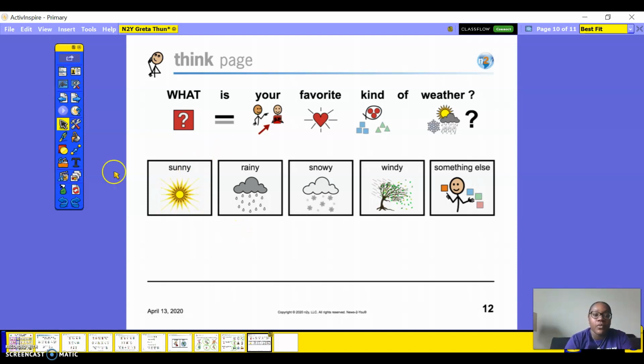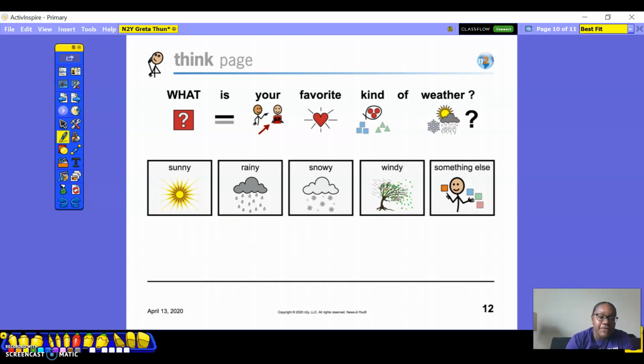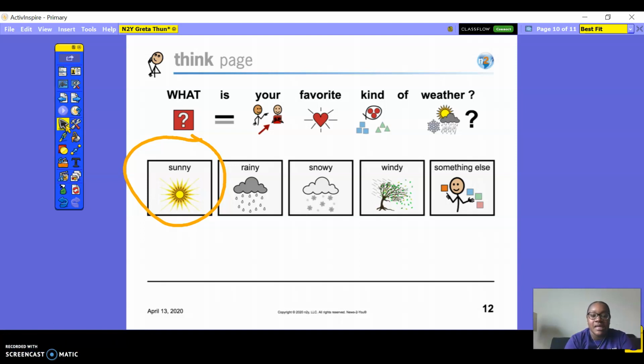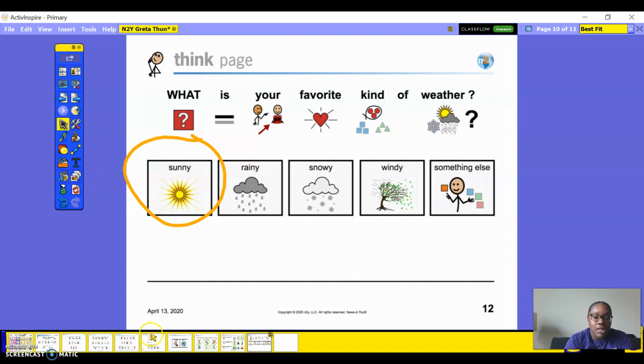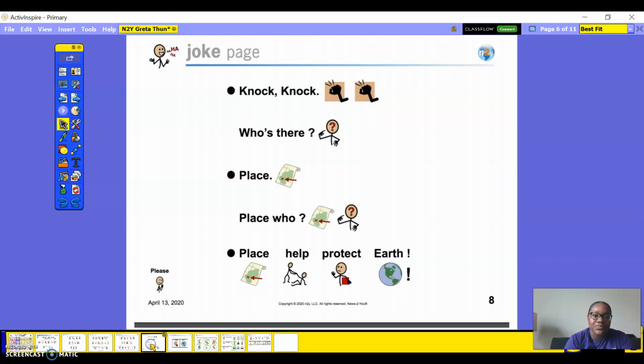So, what is your favorite weather? Miss Bankett's favorite weather, I'm going to use my favorite color, orange. I love when it is sunny outside. Sometimes it's nice and warm when it's sunny, and I just love the bright sun to beam down on my skin. All right, before we finish, let's look at our joke page.